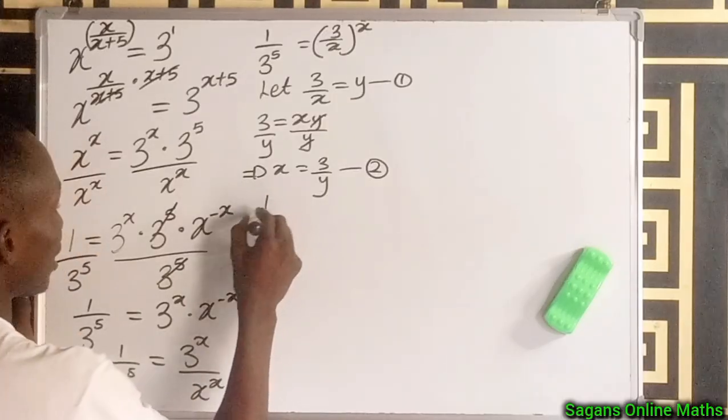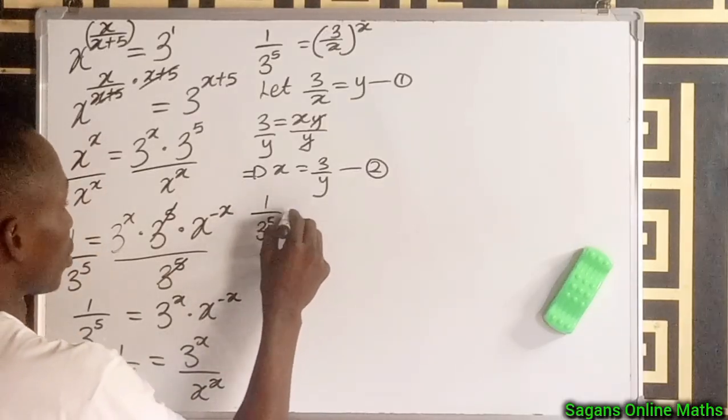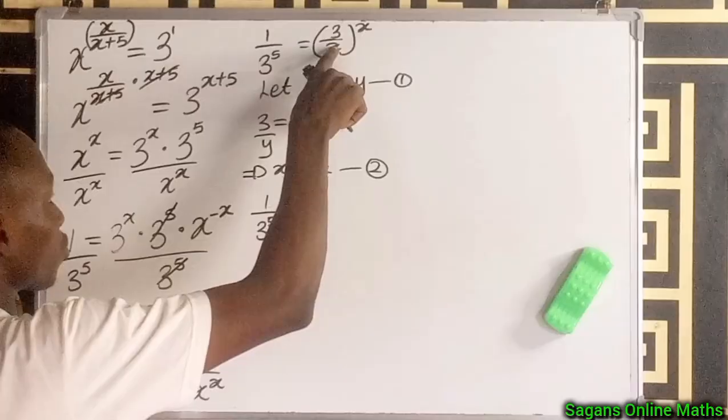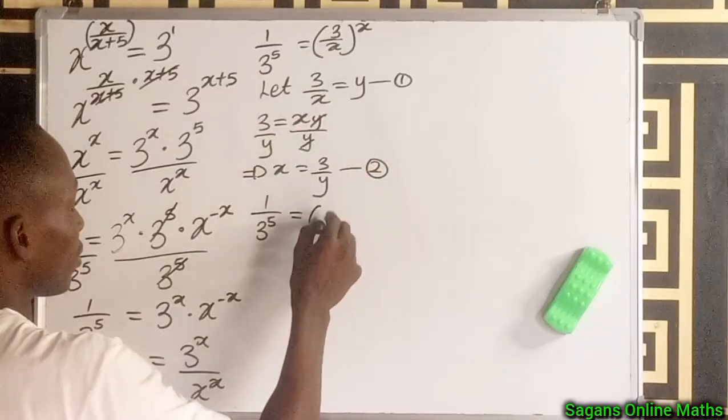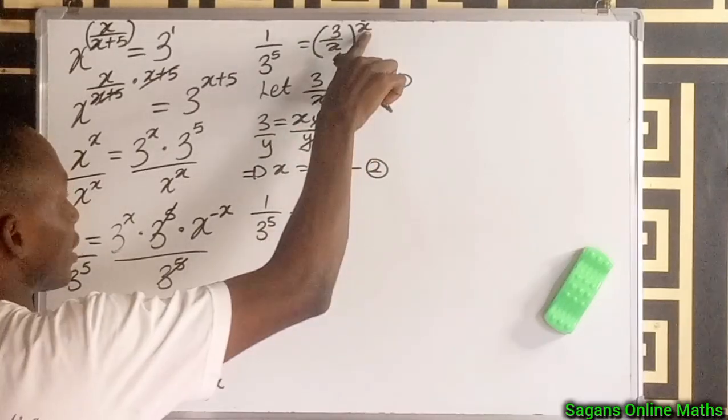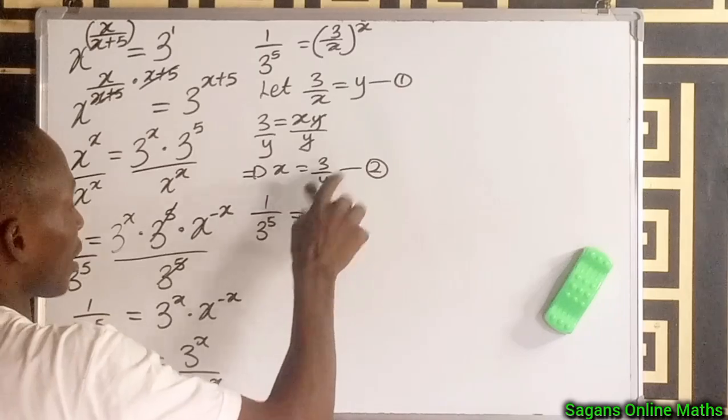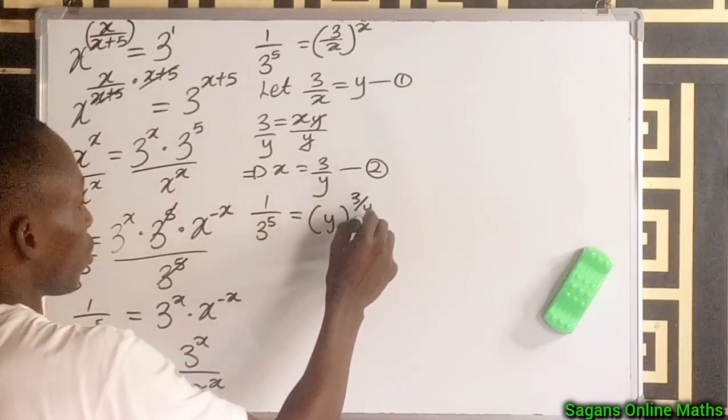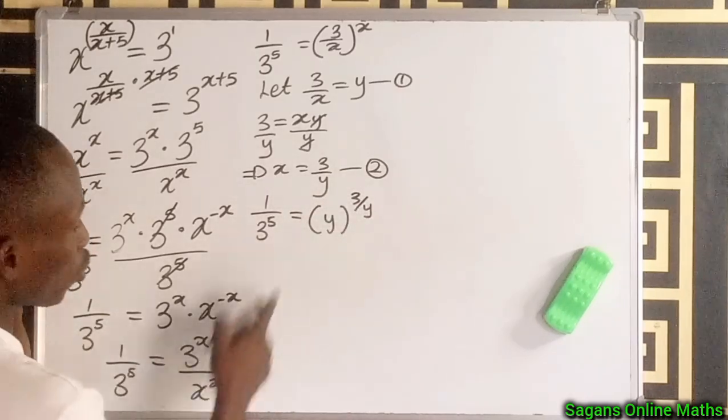So note that this is 1 divided by 3 to the power of 5, equals 3 divided by x, which represents y. As you can see, we have this as y, while x here represents 3 divided by y. So this becomes 3 divided by y. Now, I want to remove this 3 from here.